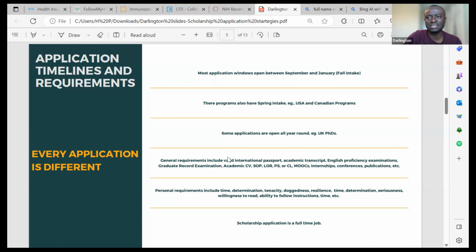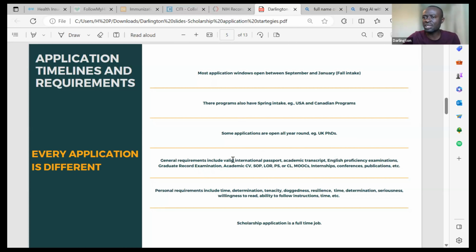But the thing is that you might need to have a master's degree to apply for a PhD in the UK, and even in Europe generally, unlike in the USA or Canada, where you don't need an MSc to apply for a PhD. So you can try that. There are some general requirements for applying to scholarships.